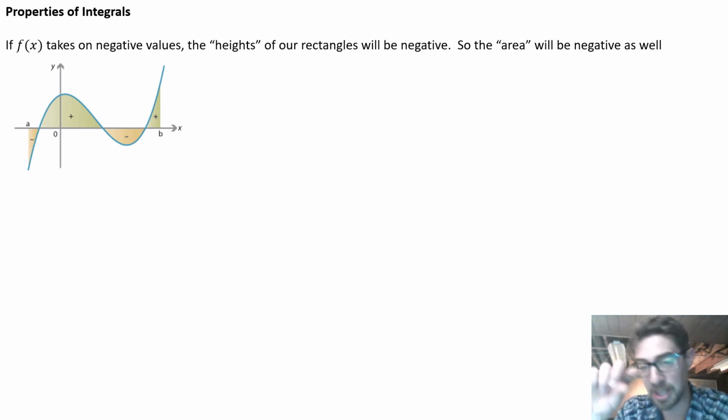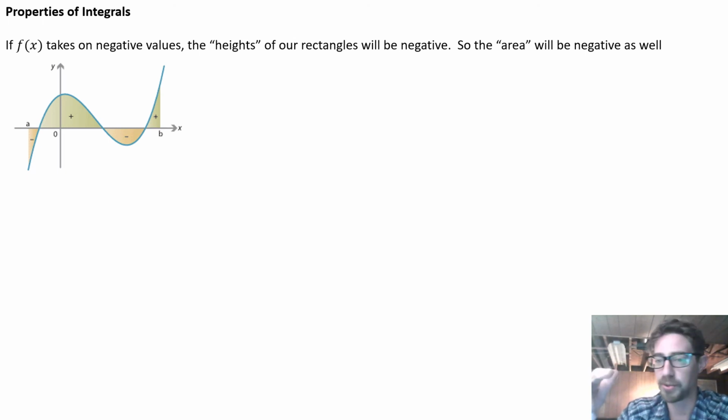Okay, so think about it as the negative area will cancel out some of the positive area, right? The stuff above there, the green stuff, will be counted as positive area. The stuff below there, the orange stuff, will be counted as negative area. So if it really throws you off to think of area being positive or negative, think of an integral as the net area. The negative stuff will take away from the positive stuff.